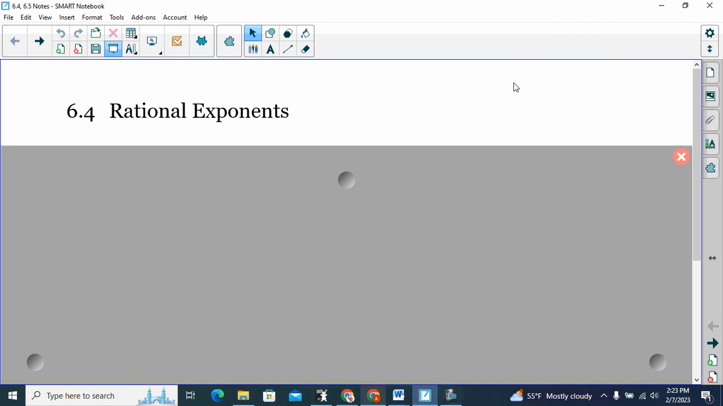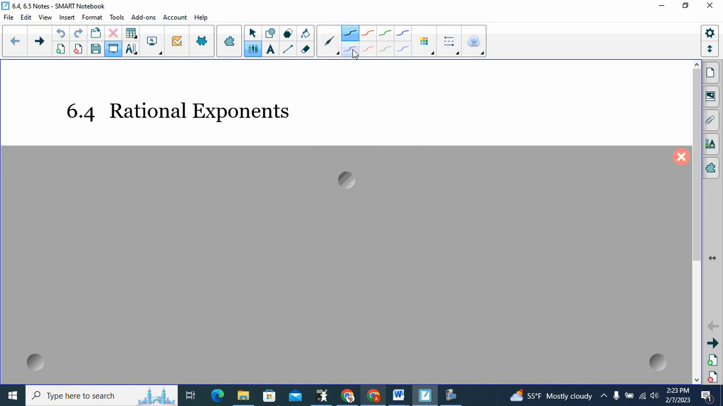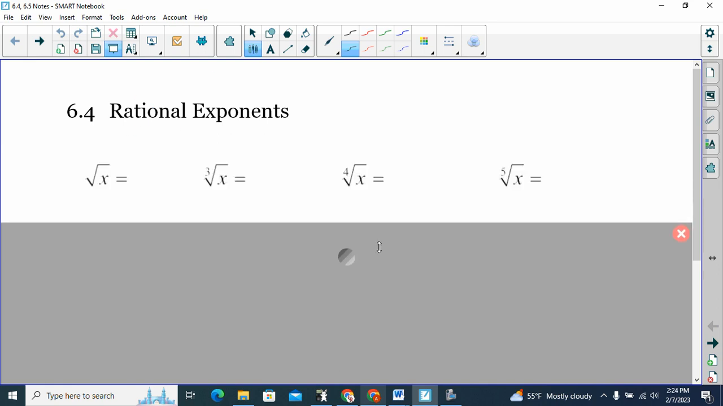Section 6.4 is on rational exponents. It is a pretty short section. So we are taking a look at exponents. Rational, remember, means can be written as a fraction. So we're basically going to have fractional exponents.